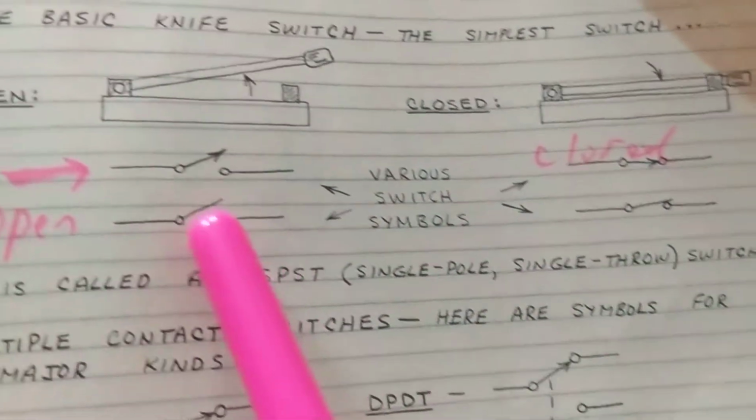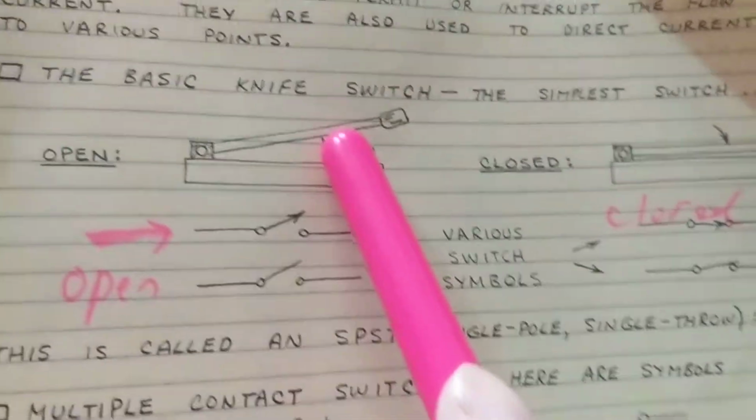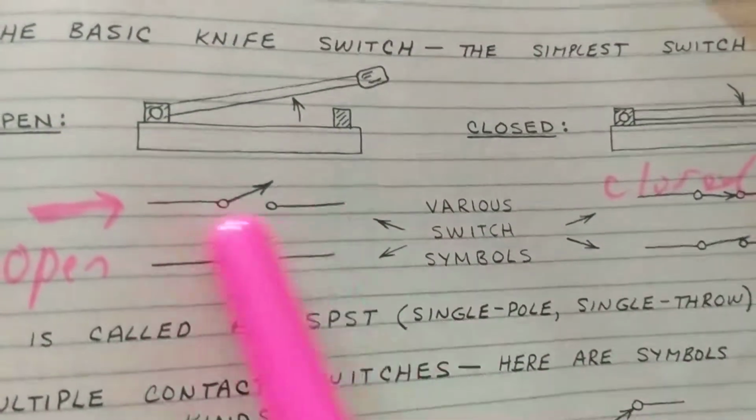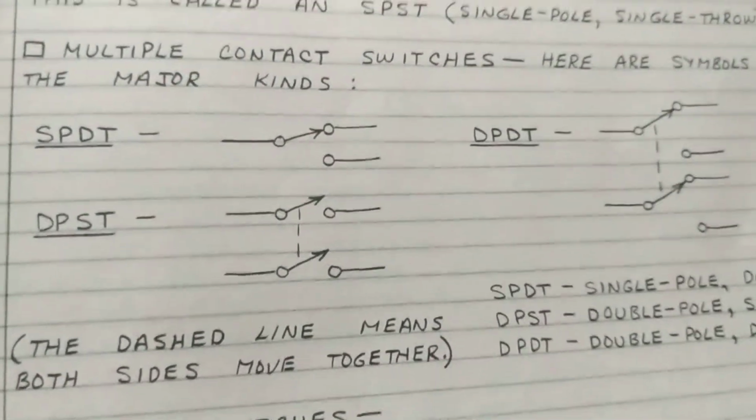How do I turn off my lights? Boom, I go to the switch. And when I go to the switch, what happens? It opens mechanically. Then no current can flow. Now there are different types of switches.